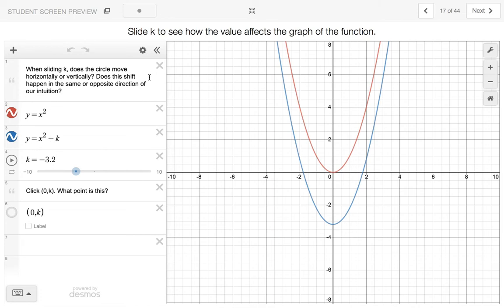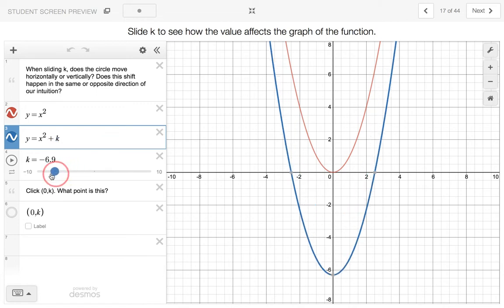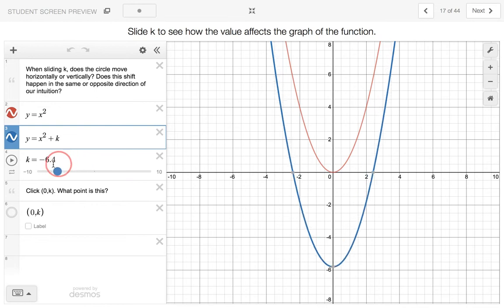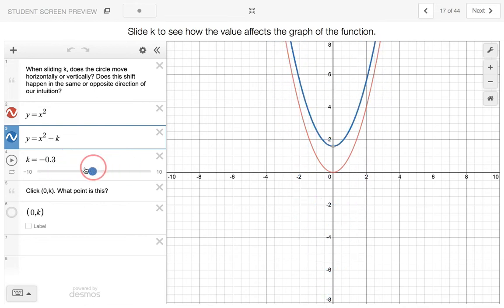This next slide is talking about the k. So now we're getting into what does the k do? The k is when you add something to just the squared function, just x squared. So as I move k, I notice that the parabola is not changing shape. It's just moving up and down.